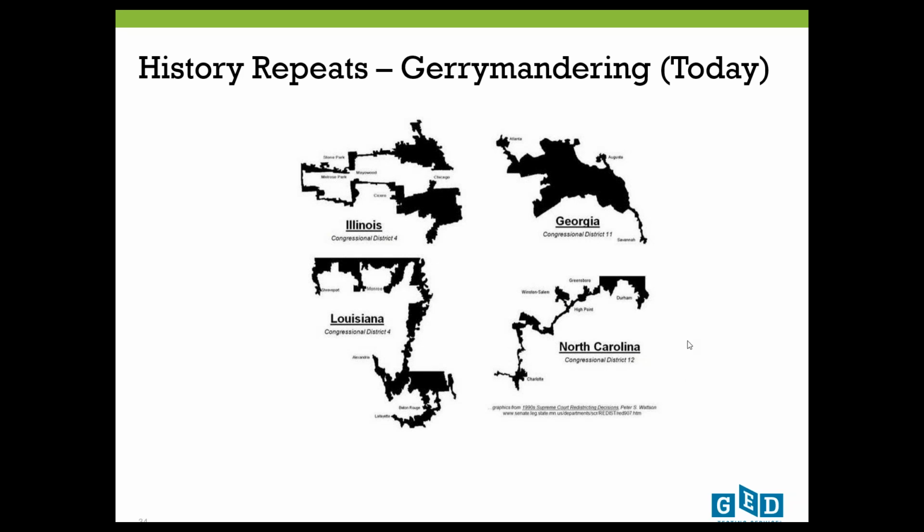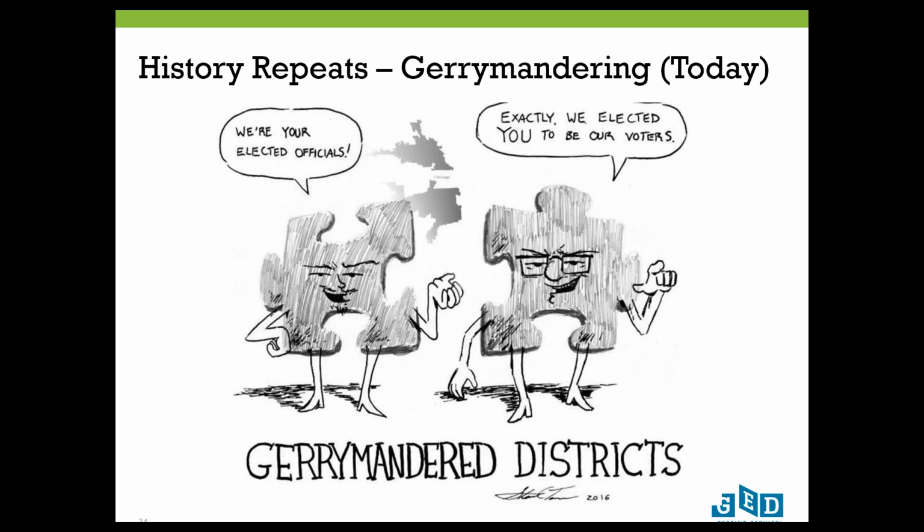Well, what does that have to do with anything? Well, I think this cartoon says it best. And this again, 2016, we're your elected officials. Exactly. We elected you to be our voters. So in this case, you have elected officials who are drawing maps so that they can get the voters that will bring them back to office again.